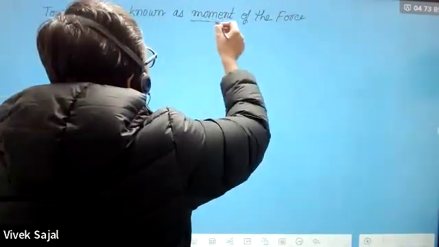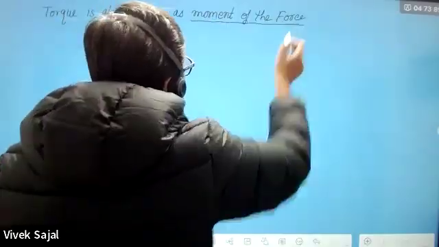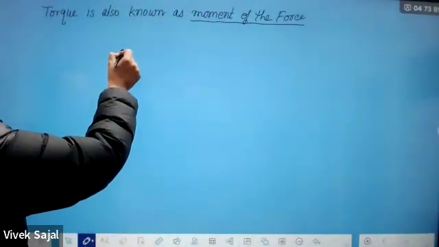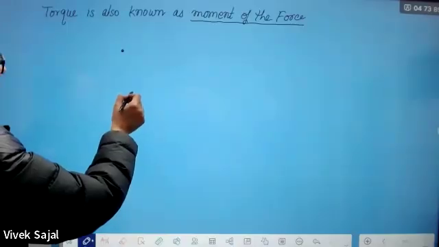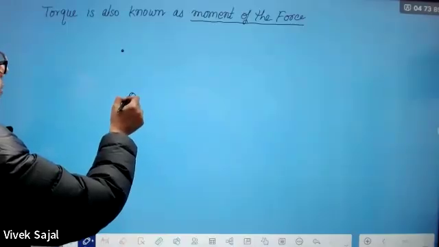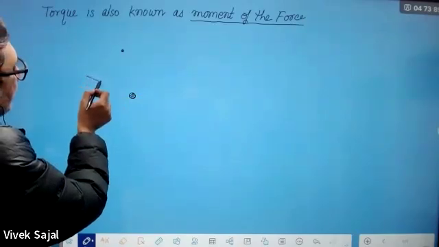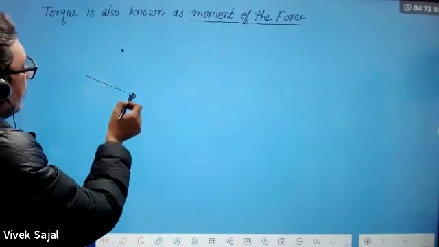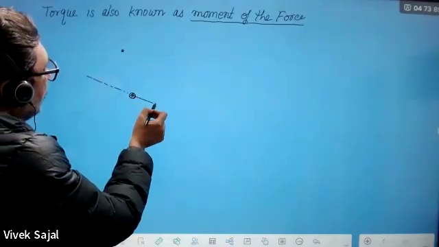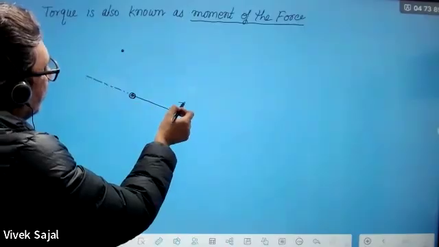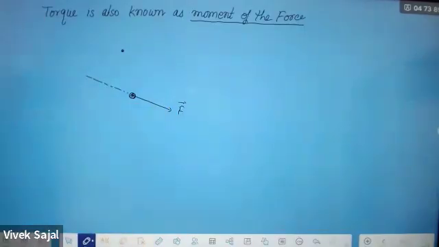Okay, why are you saying like this? Suppose this is the origin here. Okay, a body is moving. Okay, this is the body and a force is acting on it like this. This is the line of force. So what I'm saying, a force is acting on it like this. This is F. Okay, so a force is acting on it.